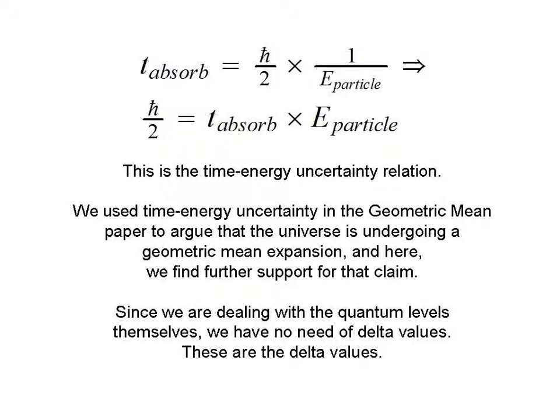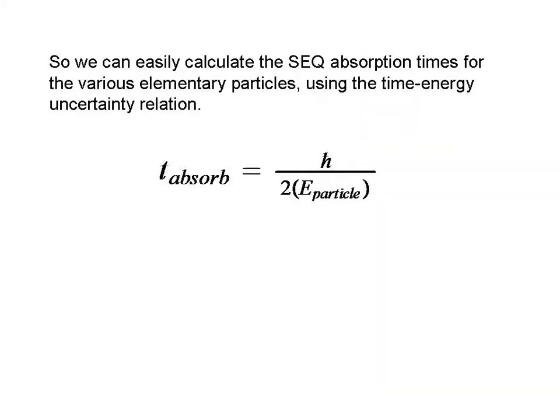Now, since we are dealing with the quantum levels themselves, we have no need of delta values. These are the delta values. So we can easily calculate the SEQ absorption times for the various elementary particles using the time-energy uncertainty relation, where the absorption time is equal to h bar divided by 2 times the energy of the particle.